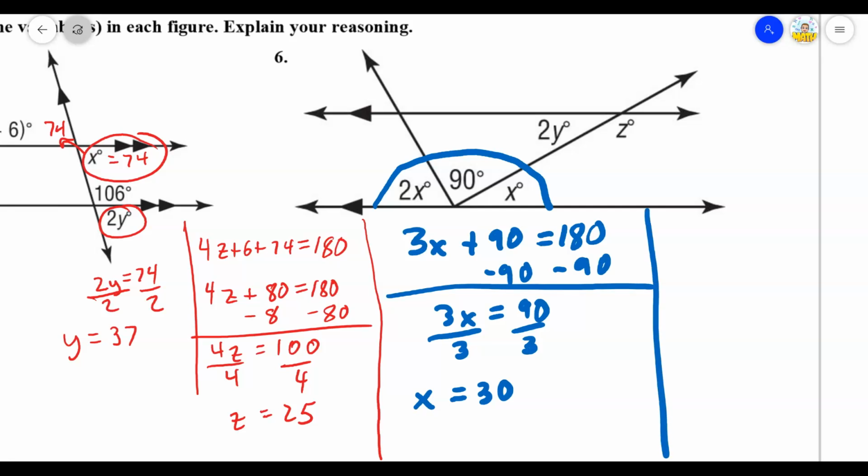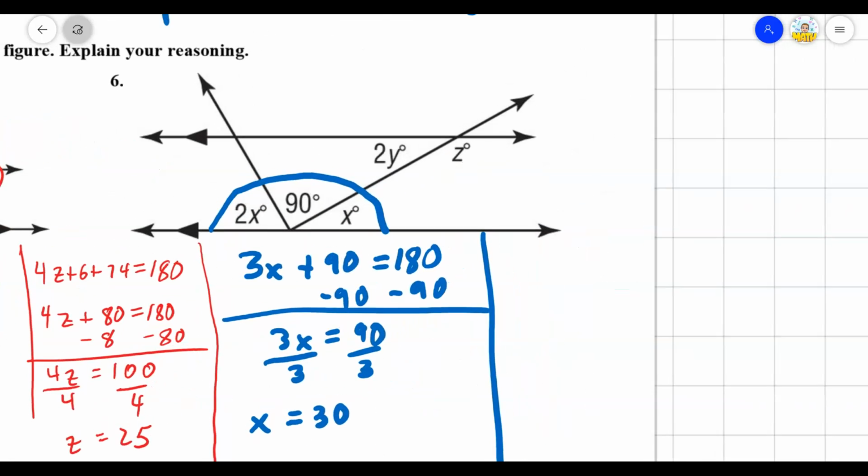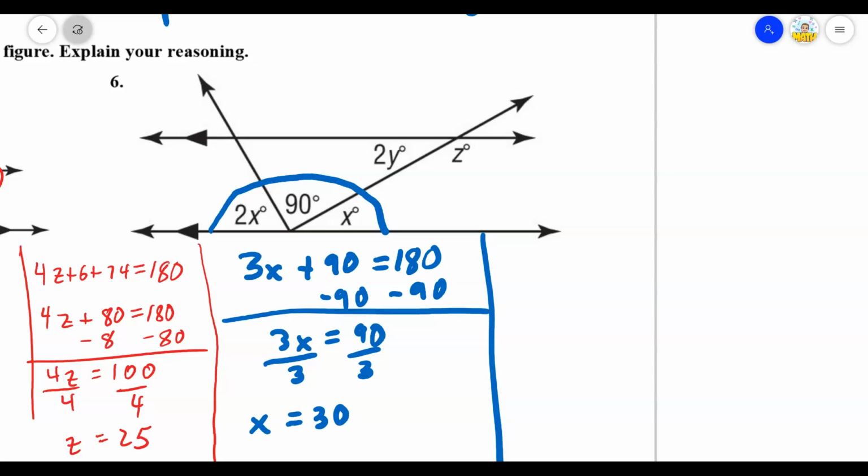Okay, that's the first one. Now let's see, how could we go about looking for what y and z are going to equal? Well, we do have alternate interior angles here. Here's our transversal, so I do know that 2y equals x, and I just found out that x is 30. So 2y equals 30, and we are now done with y.